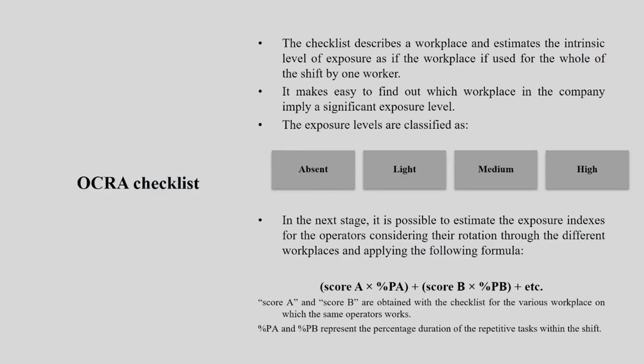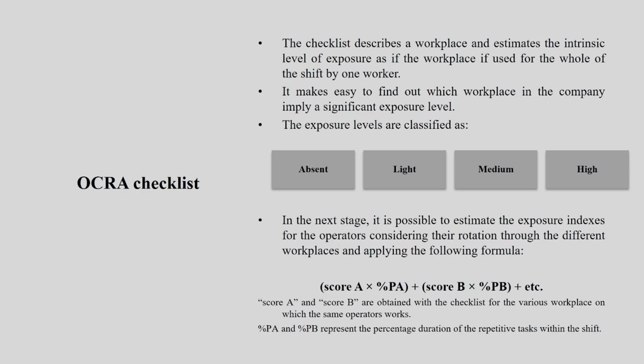Now coming to the OCRA checklist. Once we have the OCRA index, then we go for the OCRA checklist. Now let us understand the OCRA checklist. From the OCRA index only we can have this value, the OCRA checklist. This particular checklist describes a workplace and estimates the intrinsic level of exposure as if the workplace is used for a whole shift by one worker.